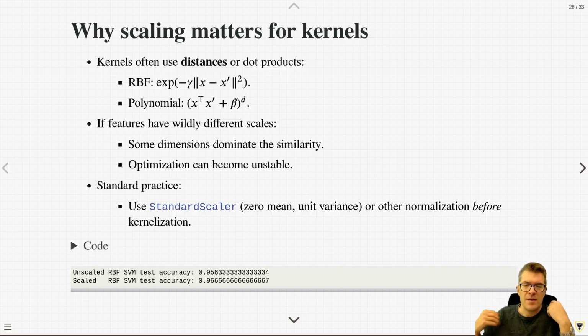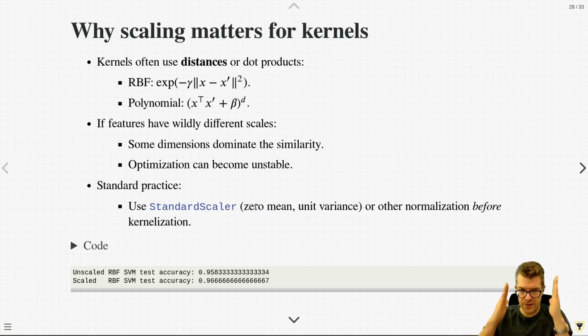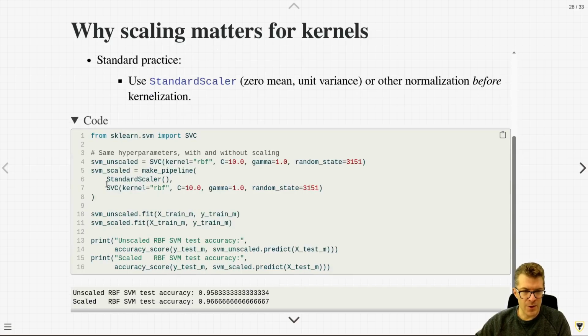Okay, so again, the proof of the pudding is in the eating. So, we're using standard scaler. This is the z-score, the standard scaling we saw in a previous module. We just move all the data to have zero mean and unit variance. Some other kinds of normalization can happen before kernelization. Making all the dimensions appear more or less the same in terms of their means and variances will give you better performance. Sometimes that better performance is to a very small extent. So here we're doing a little experiment where we're comparing an unscaled SVM to an SVM using the standard scaler in the pipeline, as you can see here in lines 4 and 5 through 8.